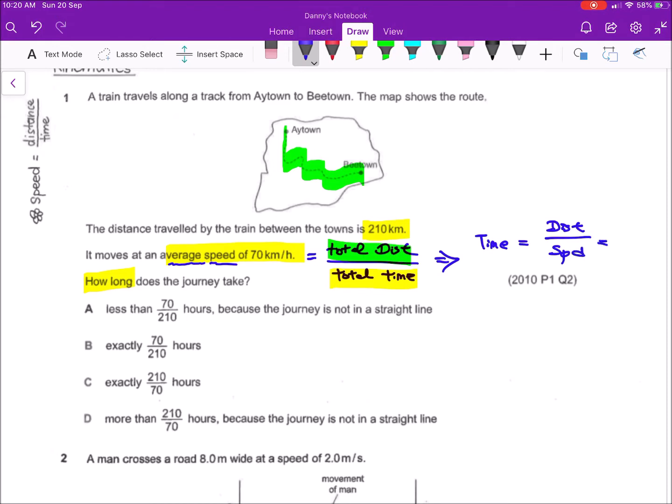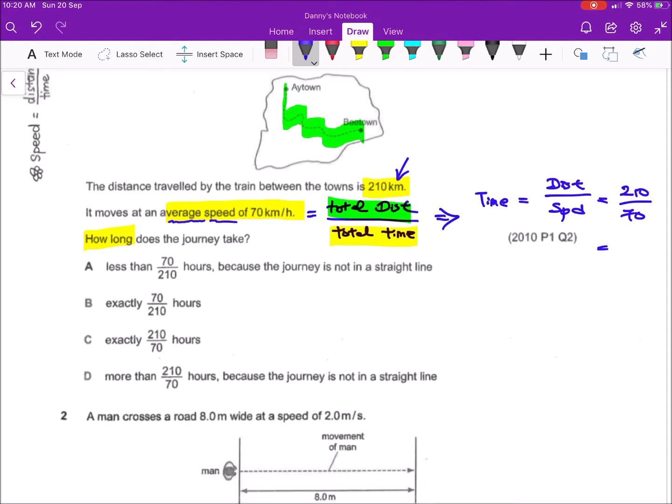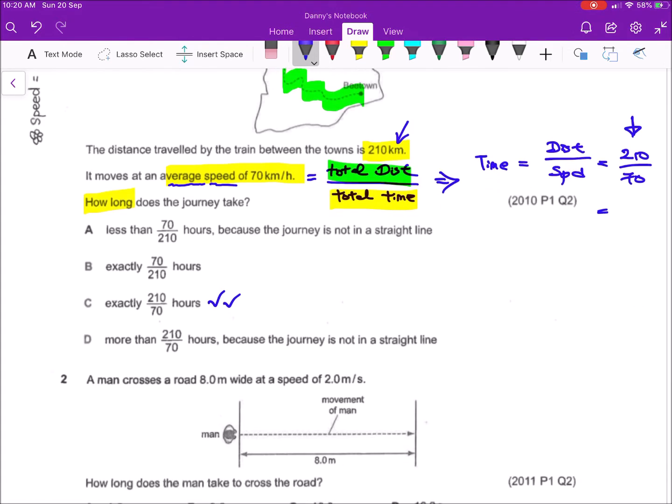So since the distance is given, this 210 kilometer is your distance, you will have 210 over here, and then your speed will be 70. So you don't even need your calculator. Once you know that, then how long will it take? It will take 210 over 70 as indicated on this side.